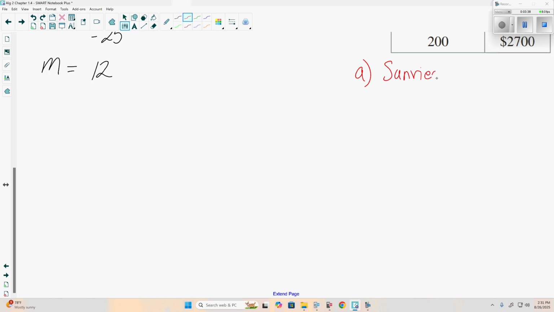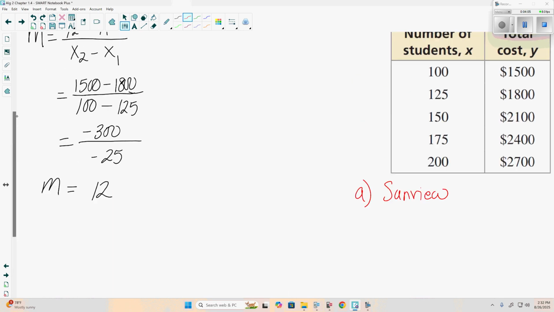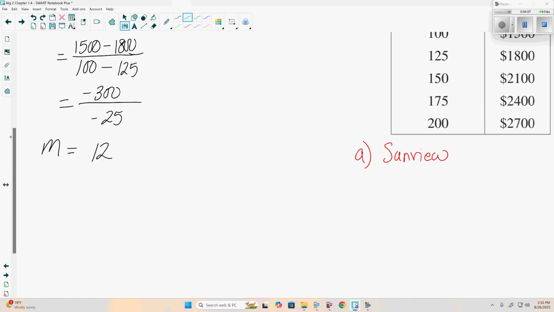I know I just said more because Lakeside is charging more per student, but I think it's asked for what? Which one charges less? Yeah. Which one charges less? Sunview. Lakeside charged more per student, so Sunview is the one that is cheaper per student. So the correct answer is Sunview. All you gotta do is scroll back up. Which venue charges less per student? Sunview.